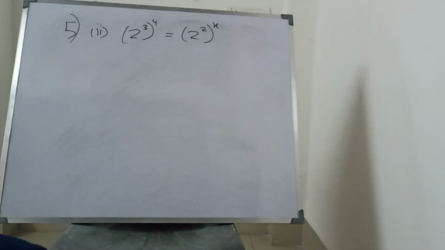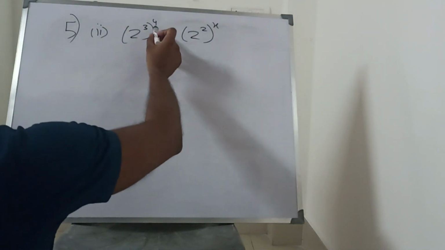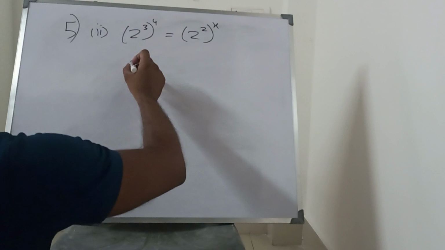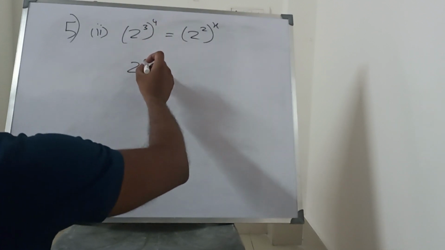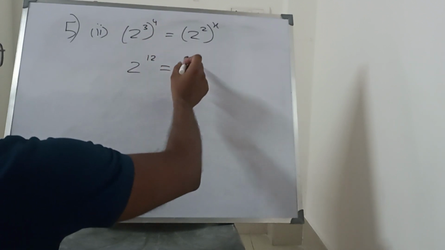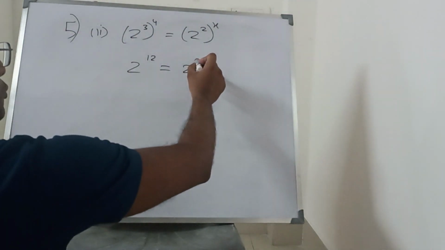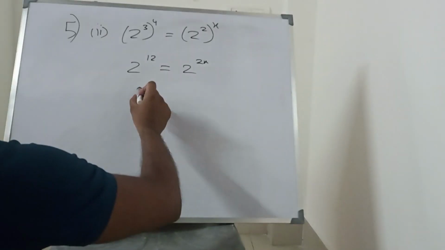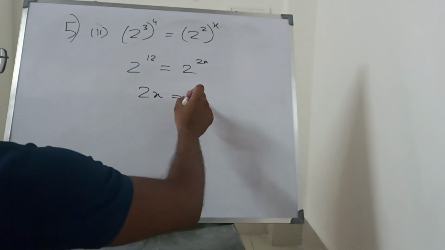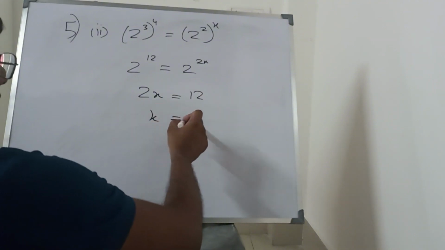So over here we have 2 to the power 3 whole to the power 4, so 2 to the power 3 into 4 is 12. Over here 2 to the power 2x. So again 2x compared with 12, we get x as 6.